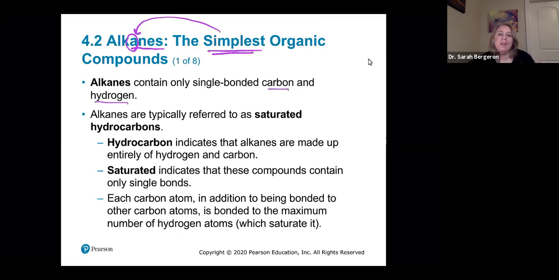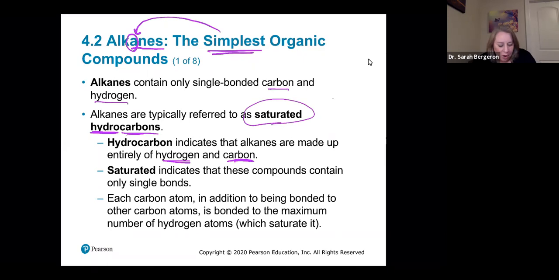And we say that alkanes are saturated hydrocarbons. And it sounds complex, but it's not. Think about hydro. Hydro is telling you that you have hydrogen. Carbo is telling you you have carbon. So hydrocarbon tells you that you have a molecule that's only hydrogen and carbon. What does this saturated refer to? Well, saturated is telling you that all the carbons in this molecule are covered. They are just saturated in hydrogen atoms.